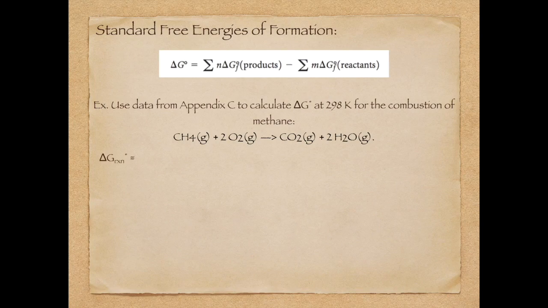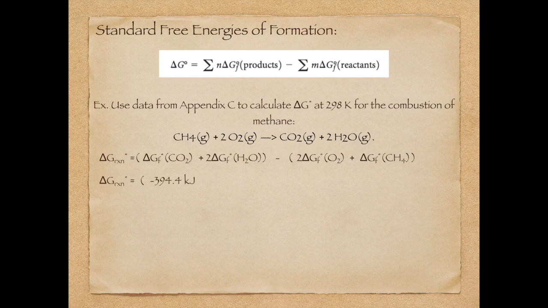Okay? So your standard free energy change equals the standard free energy of formation of carbon dioxide, which is your product, plus the standard free energy of formation of water times 2, because there are 2 moles of water. And then I'm going to add those together, and subtract the standard free energy of formation of oxygen times 2 plus the standard free energy of formation of methane. Okay? Now, the standard free energy change for this reaction equals, and well, I'm going to look up these values in Appendix C.